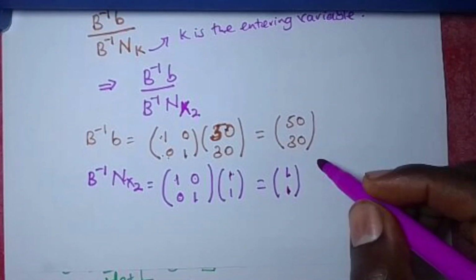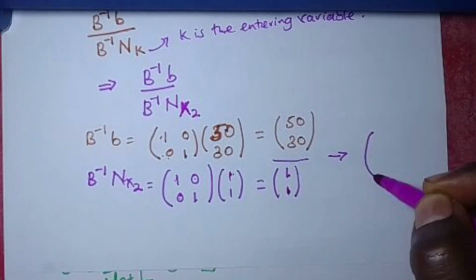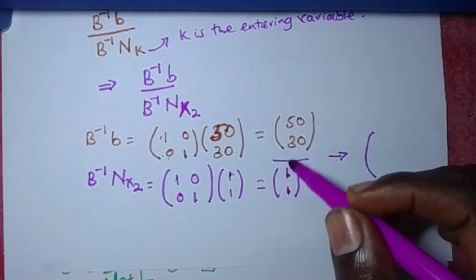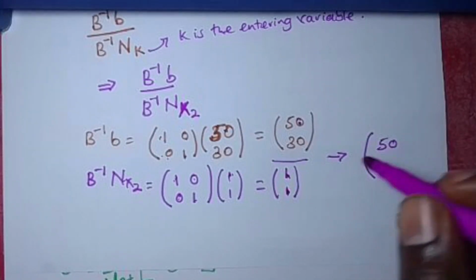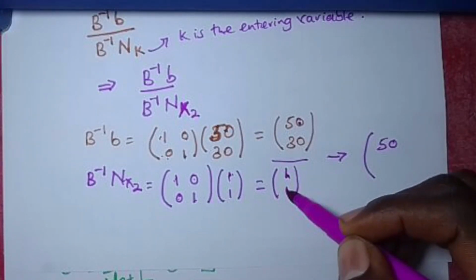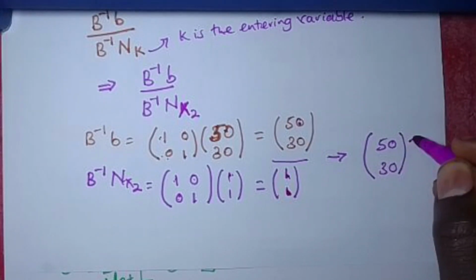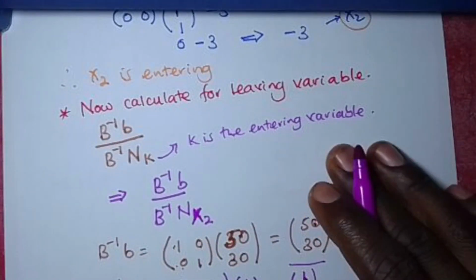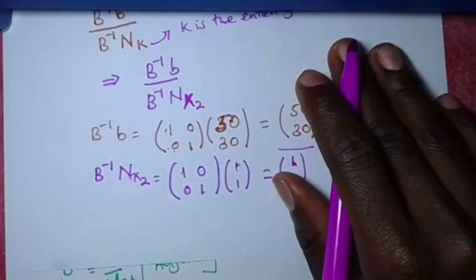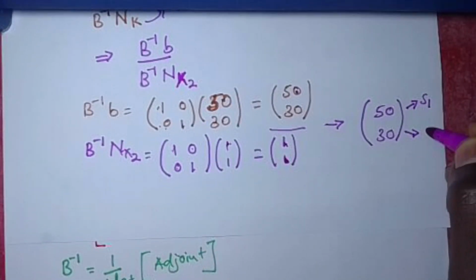So after division, you'll find out that you're going to remain with an upper answer. This 50 divided by 1 is going to give us a 50, and 30 divided by this one here is giving me a 30. So this upper value here is going to correspond to the way you had written your S's. This upper value is going to represent S1, and this lower value is going to represent S2.